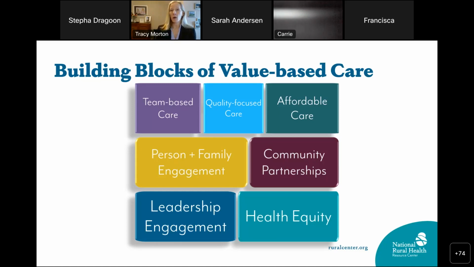We'll talk a little bit later about why community partnerships are important, but essentially we cannot move the needle on health outcomes without others beyond just healthcare being a part of that. Team-based care, quality-focused care, and affordable care are all really important strategies as well, and building blocks of value-based care in the future and currently right now.